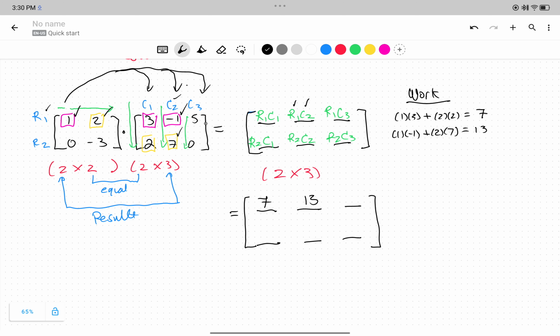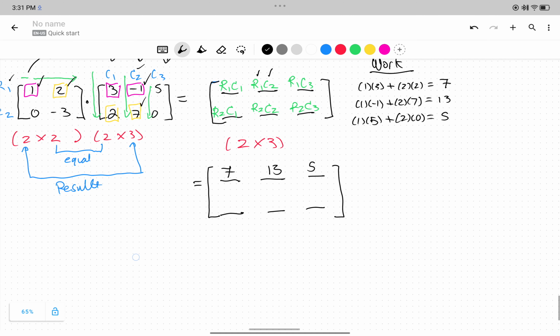All right, now it's row 1, column 3. 1 with 5. So the first one with the first one, the second one with the second one. 1 with 5. And then it's going to be 2 with 0. So that's a 5. Right, and then you just keep going like that.